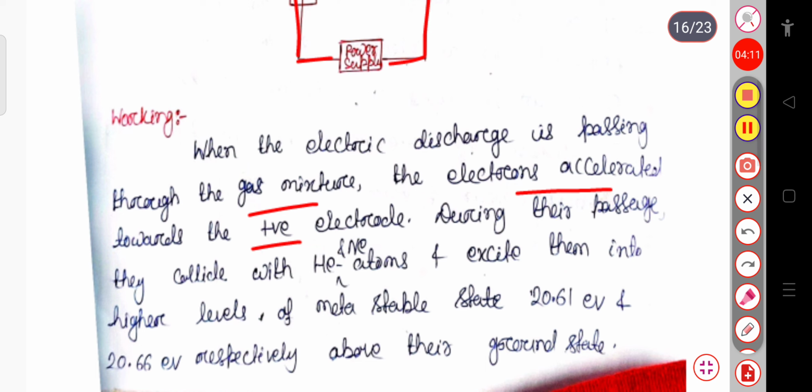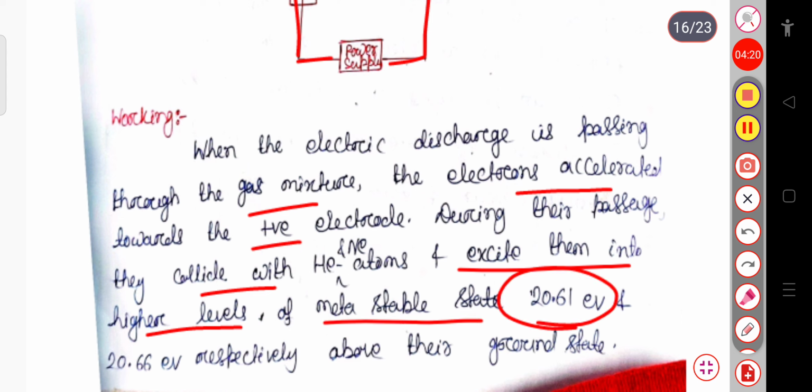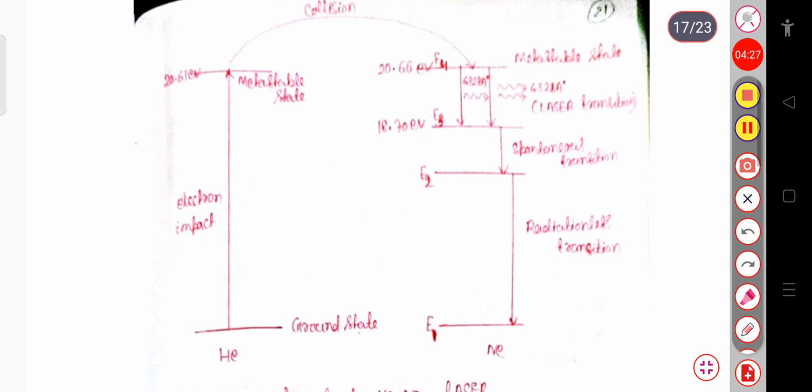During this passage, they will collide with the helium and neon atoms and excite them into the higher metastable levels, that is 20.61 eV and 20.66 eV respectively above their ground state. Now you can see here, this one is your helium and this is for your neon atom. These are your energy levels. This is the ground state helium atom energy level, and this is for your neon atom the energy level. This is suppose E1.